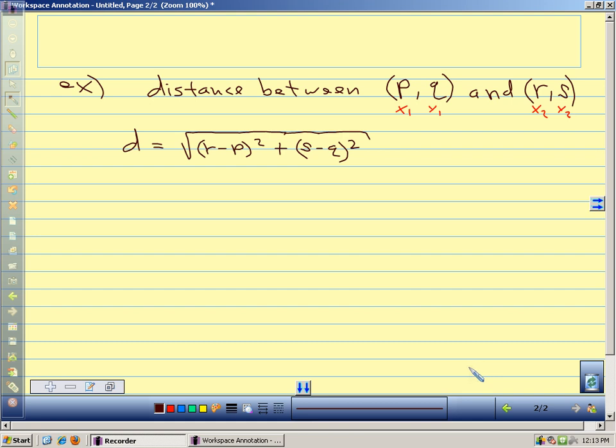And that's as far as we can go, because we don't know what r, p, s, and q are. We don't know numbers for those. They're just variables. So that's how we would write the distance between those points. Questions on that? Treat them just like numbers, but because we don't have numbers once we get here, we can't calculate. So let's find the midpoint.